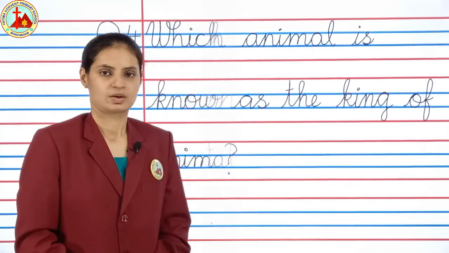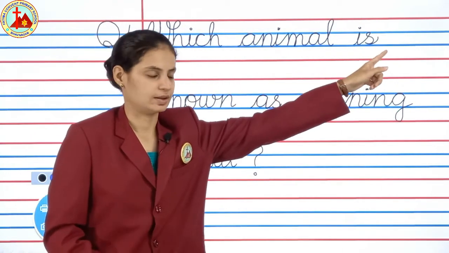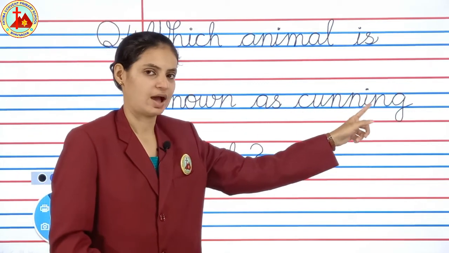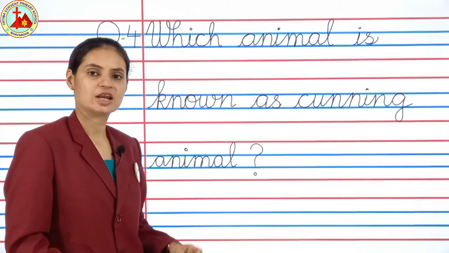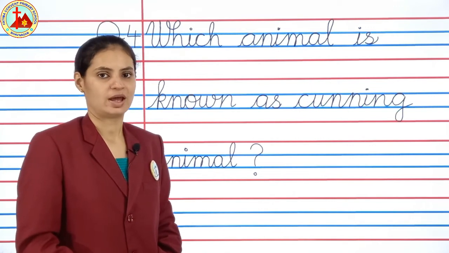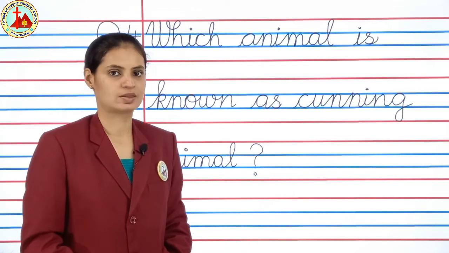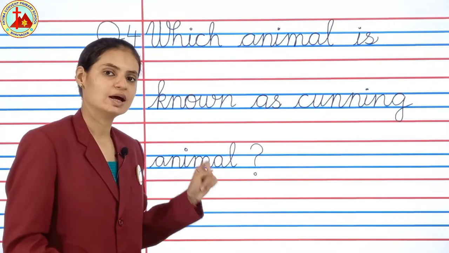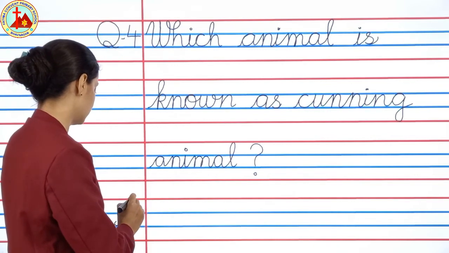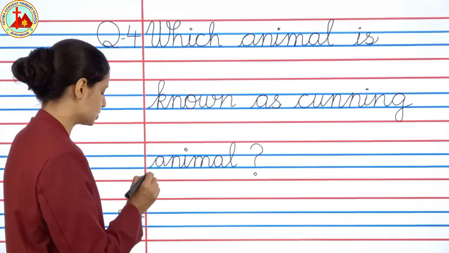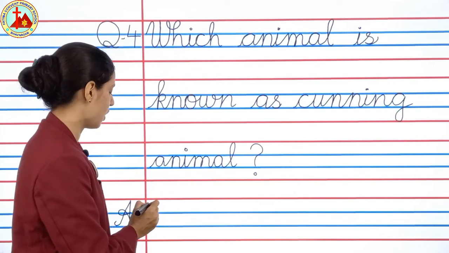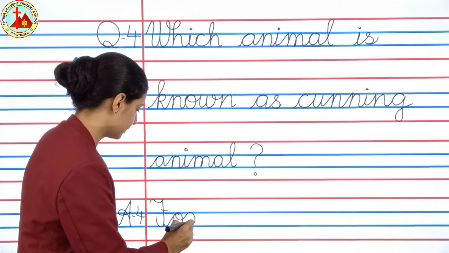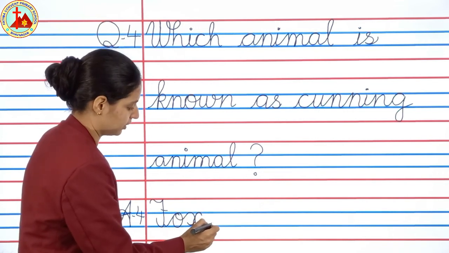L-I-O-N, lion. Question number 4 is, which animal is known as cunning animal? Which animal is known as cunning animal? Fox is known as cunning animal. So, what is the answer over here? Fox. What is the spelling of fox? F-O-X, fox. And the first letter should be cursive capital in the answer. Let's write answer number 4. A small dash 4. In the margin you have to write. And here in the answer we will write spelling of fox. Cursive capital F-O-X, fox, full stop. Answer is over.